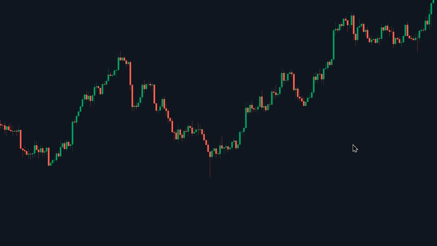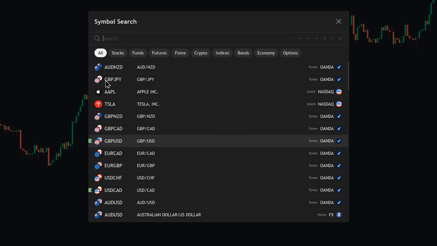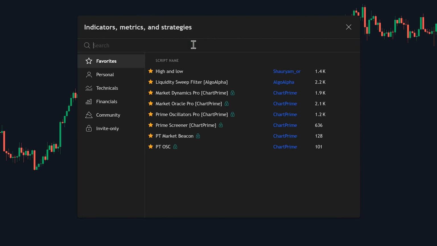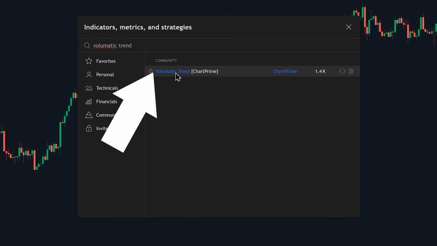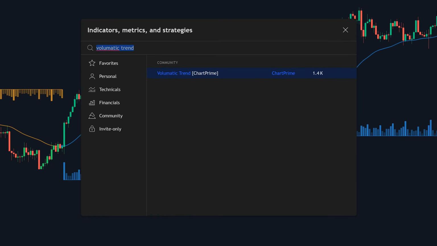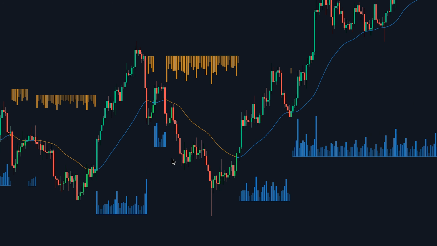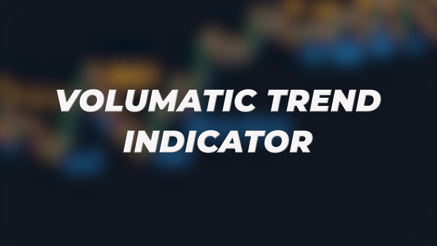Once you're set up, load up whatever market and time frame you like to trade, then click on the Indicators button up top. In the search box, just type in Volumatic Trend. You're looking for the one that says it's by ChartPrime. Click on that, and it'll pop right onto your chart. Ladies and gentlemen, this is the all-powerful Volumatic Trend indicator by ChartPrime.